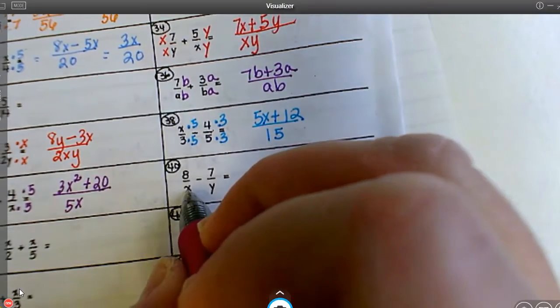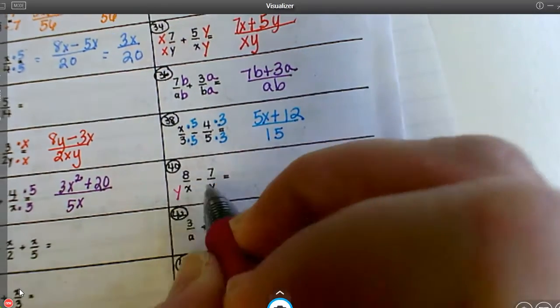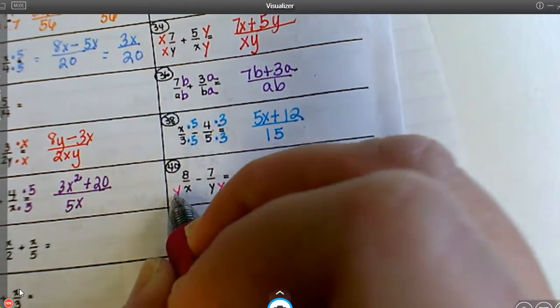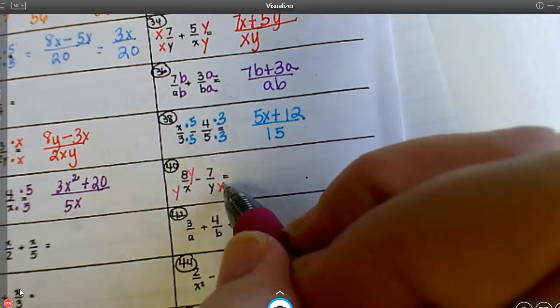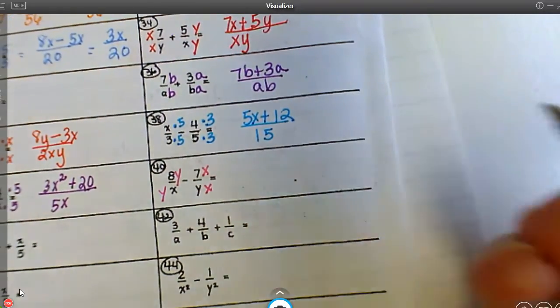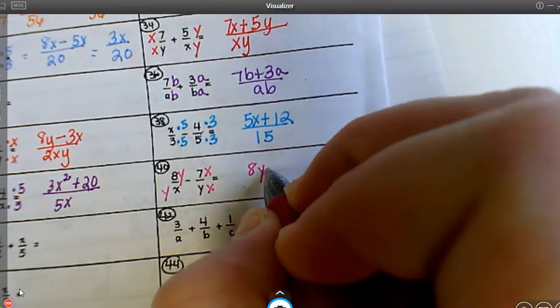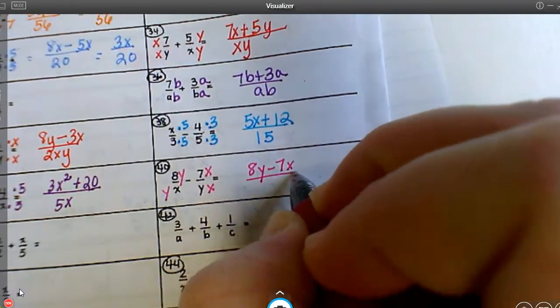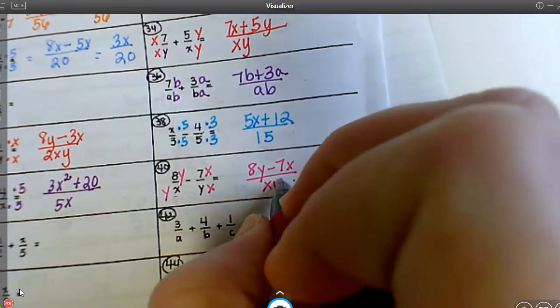On number 40, the x is needing a y, and the y is needing an x. If I put a y there, got to put a y there. Put an x there, got to put an x there. Same thing on bottom and top. So on the top you would have 8y minus 7x. On the bottom you would have xy.